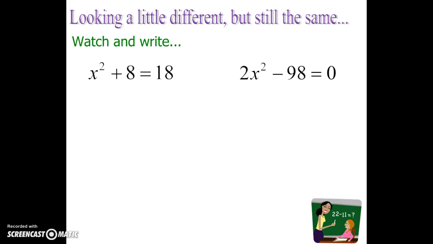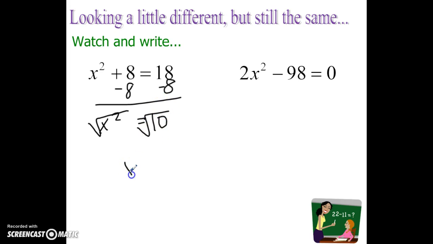These are just a little bit different. So I want the x squared term by itself in order to make this work out. To get this x squared by itself, I have to subtract 8 from both sides. So I would have x squared equals 10, and then do my square roots. The square root of 10 is 3.16. So x equals positive or negative 3.16.